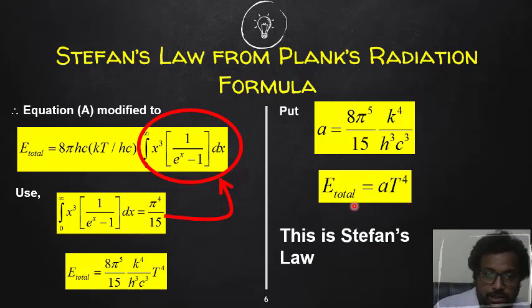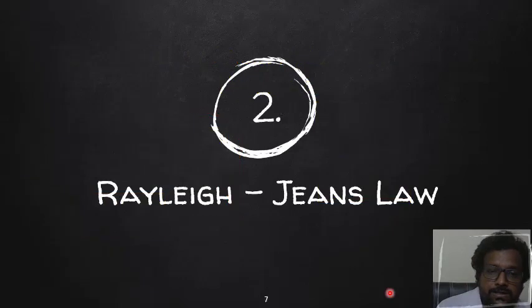Alright, so E total energy is nothing but power radiated per unit area, and clearly this equation signifies that it is directly proportional to the fourth power of the temperature. And in the very first slide we saw that this is nothing but our Stefan's law or Stefan-Boltzmann law.